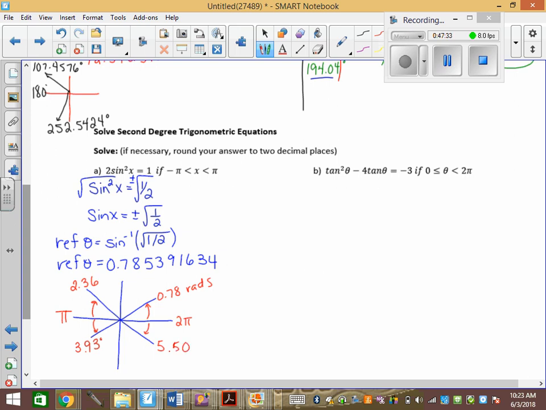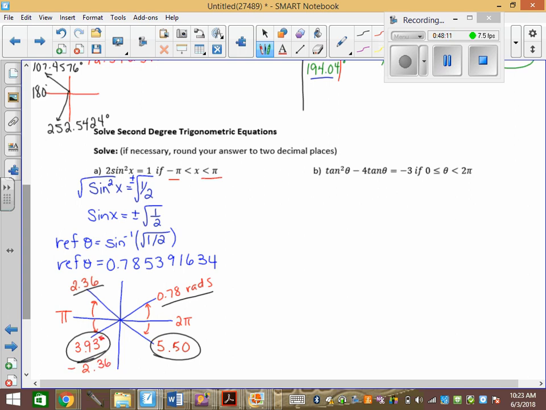Now the catch is it's between negative pi and pi. So these ones are good. These ones I have to find the coterminals of. So I'm just going to subtract 2 pi from them. So 3.93, the whole decimal, minus 2 pi. So I'm going to go 3.9 whatever, minus 2 pi. And I get negative 2.36.